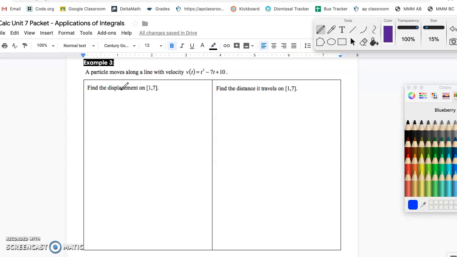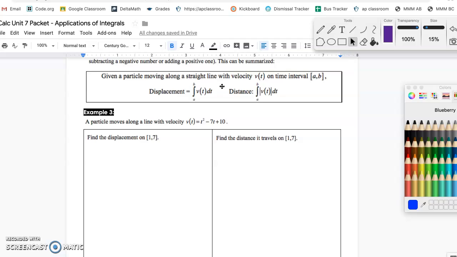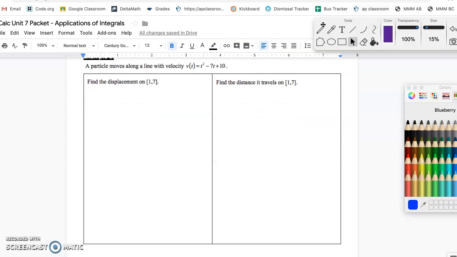So here it says find the displacement on the time interval from 1 to 7. So displacement, our formula is the integral from a to b of v of t. So here, integral from 1 to 7 of v of t. So v of t is just going to be this, t squared minus 7t plus 10 dt.